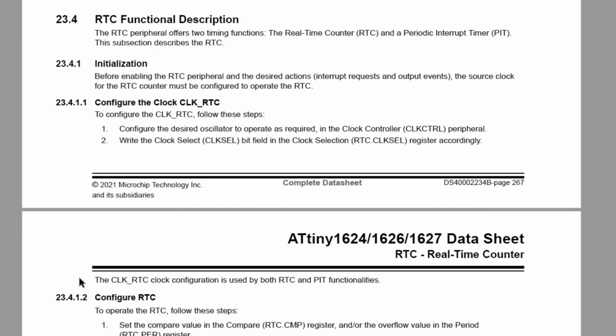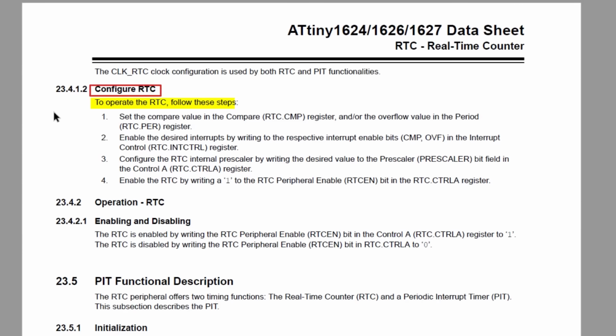Then we need to configure the RTC for operation. Step 1 is set the compare value in the RTC compare register and/or the overflow value in the RTC period register. Step 2, enable the desired interrupts by writing to the respective interrupt enable bits, so that's compare and overflow, in the RTC int control register.